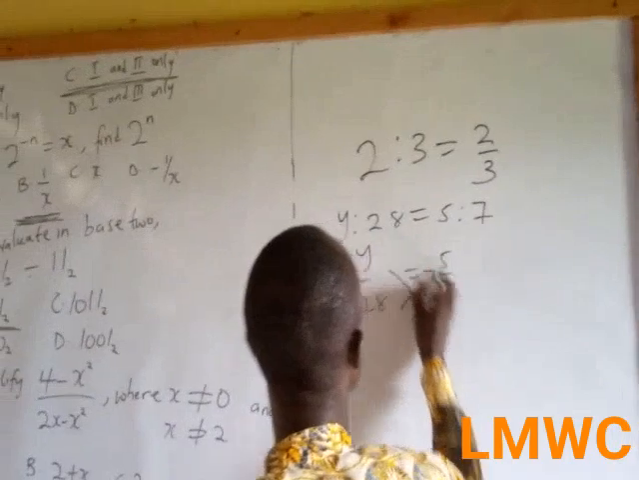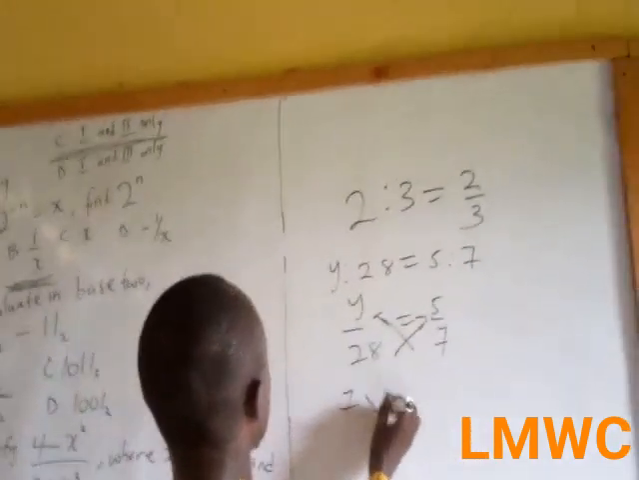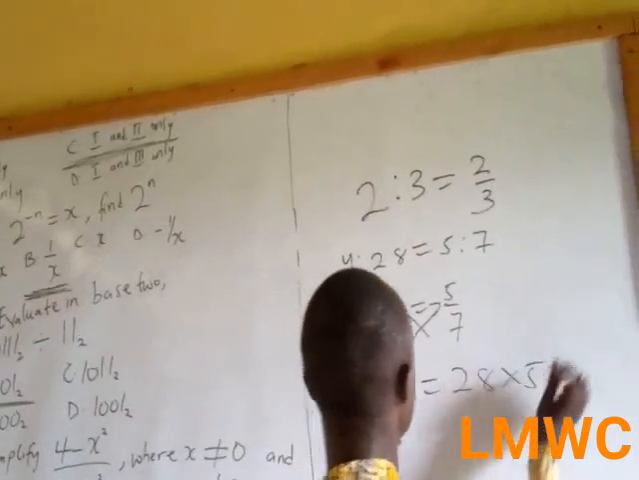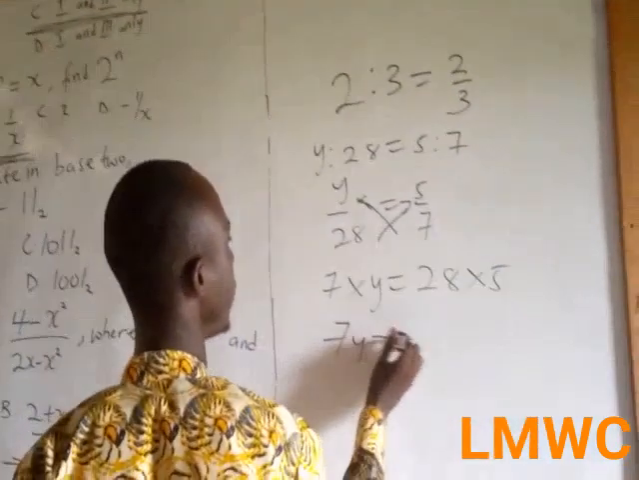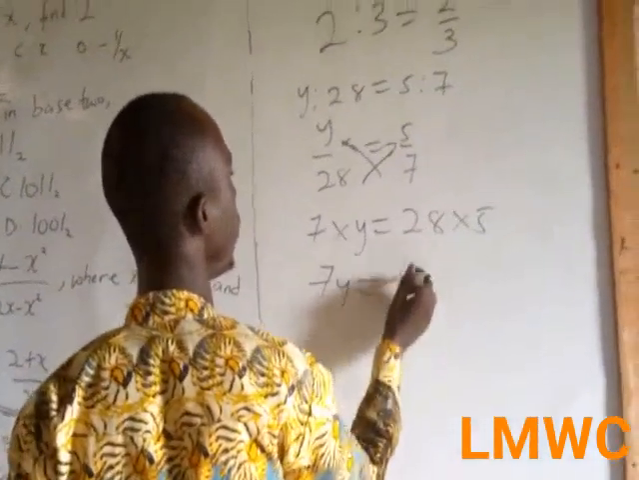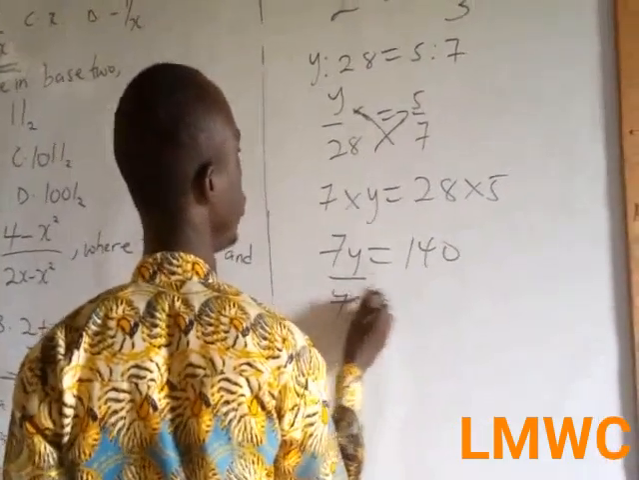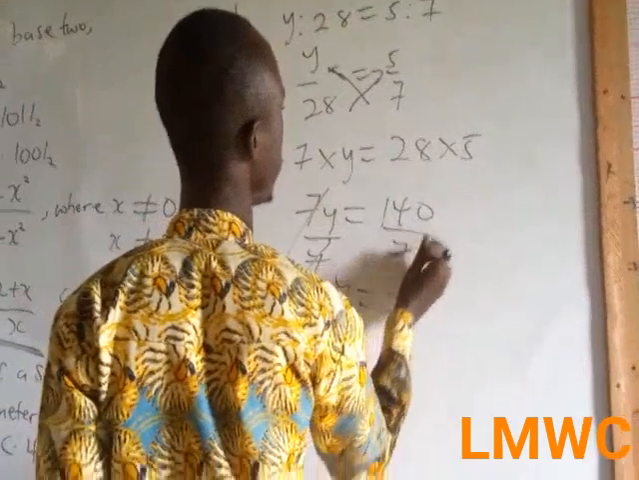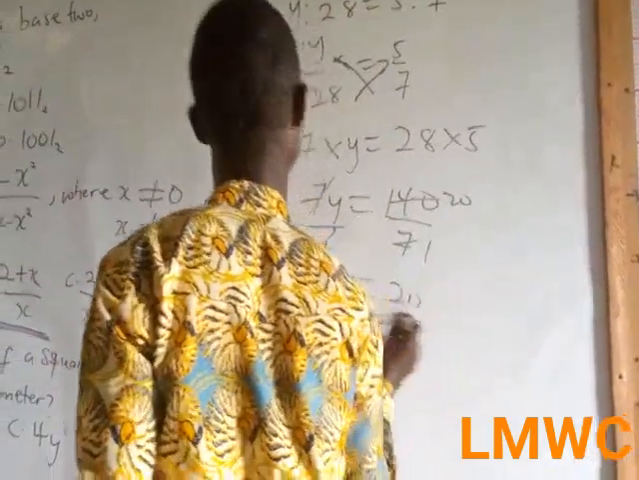So you cross multiply. We have 7 times y is equal to 28 times 5. So 7y is equal to 140. So you divide 140 by 7. We have our y to be 20. So y is equal to 20. So it's 20 here.